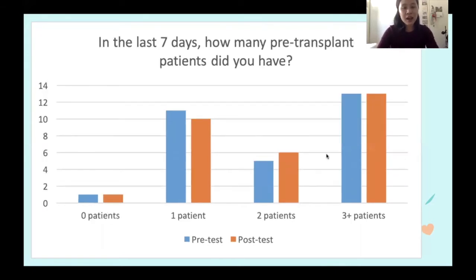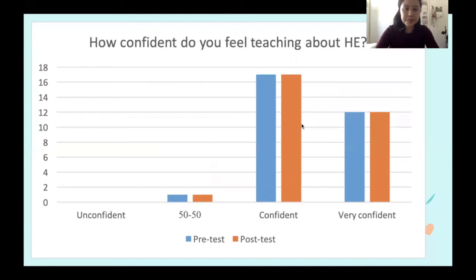Then here, because this could be a confounding factor, if nurses don't have pre-transplant patients, then obviously they're not going to teach about hepatic encephalopathy. So I wanted to include this question to see if this would be a confounding factor, but it wasn't, because as you can see, it remained relatively the same pre and post tests of how many pre-transplant patients nurses had.